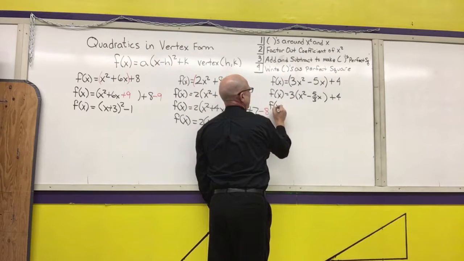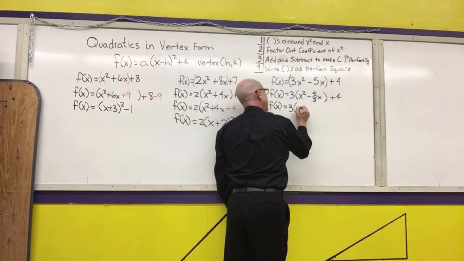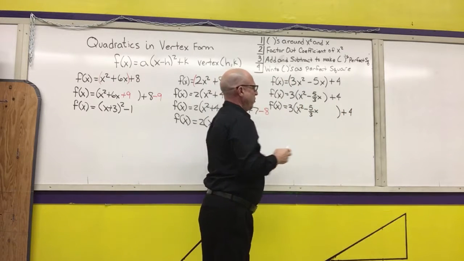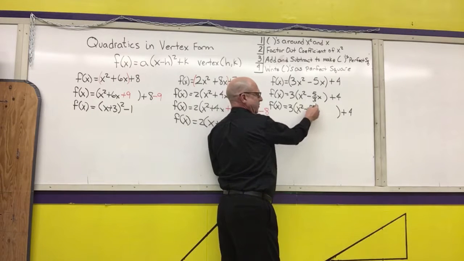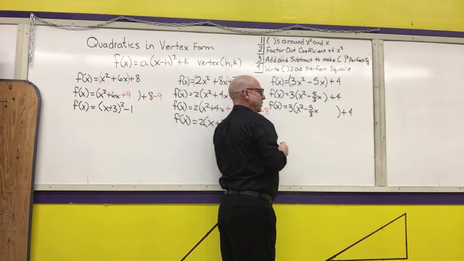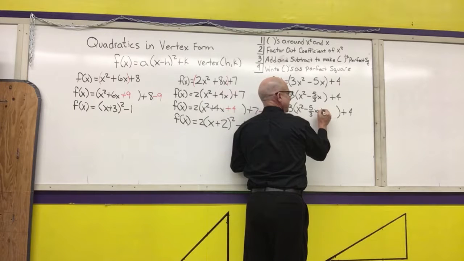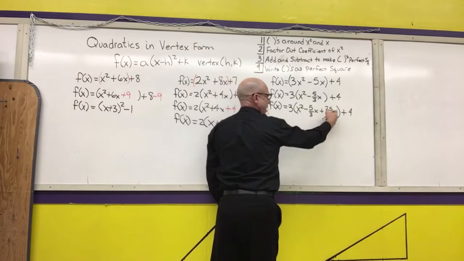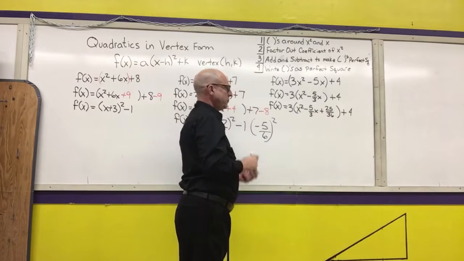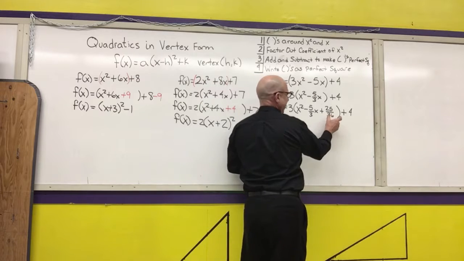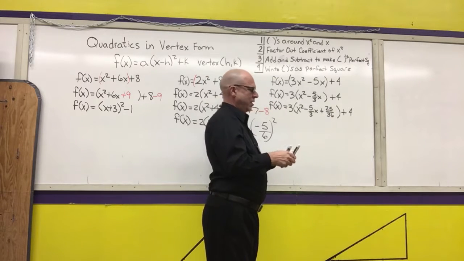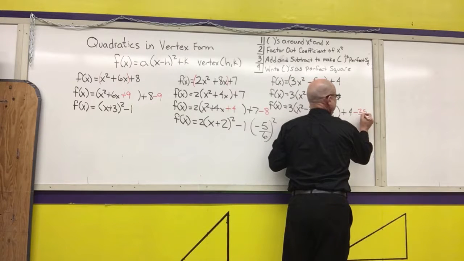Next, I'm going to add or subtract numbers in order to make the middle term a perfect square. The way you find the number that you are going to add in here is you divide this number by 2. Negative 5/3 divided by 2 is negative 5/6. And then I square that number. Negative 5/6 squared is a positive 25/36. So off to the side, I had negative 5/6. I squared it. Negative 5 times negative 5 is a positive 25. 6 times 6 is 36. Now I need to compensate for adding 3 times 25/36, which is 25/12. So I added 25/12, so I must subtract 25/12.